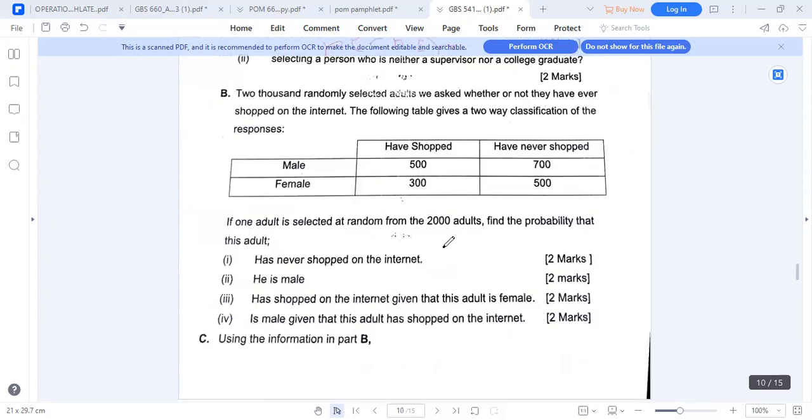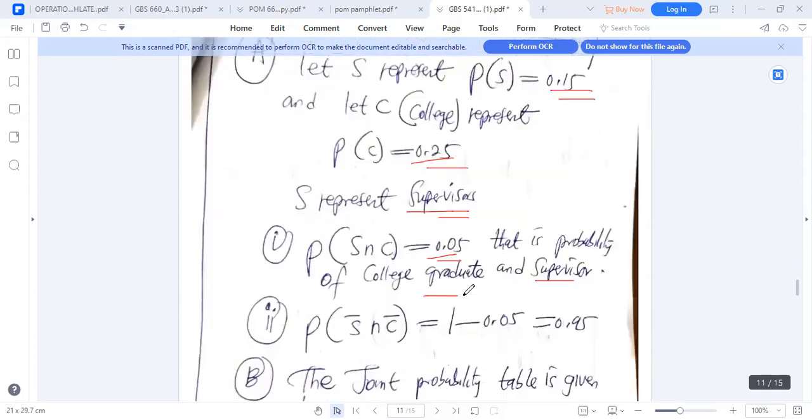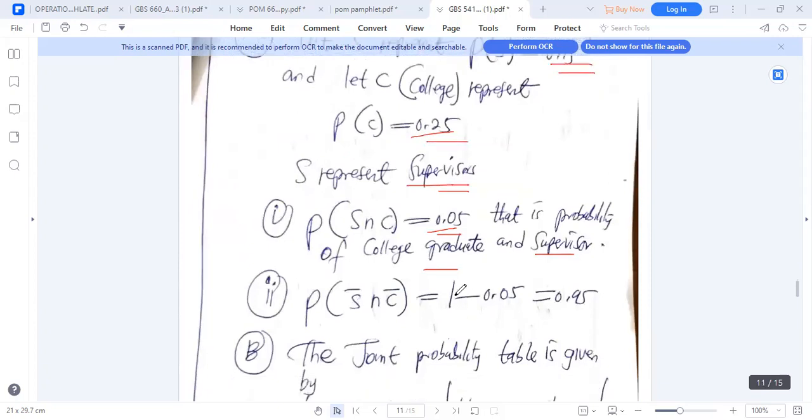Then the other one says you're selecting a person who is neither a supervisor nor a college graduate. So these are complements. So it's 1 minus probability of both being college graduate and supervisor. So the answer is 0.95. So this is the probability of neither college graduate nor a supervisor. You have 0.95.